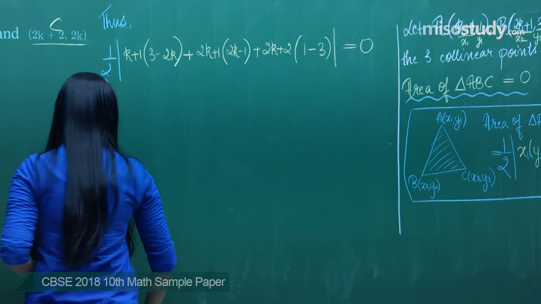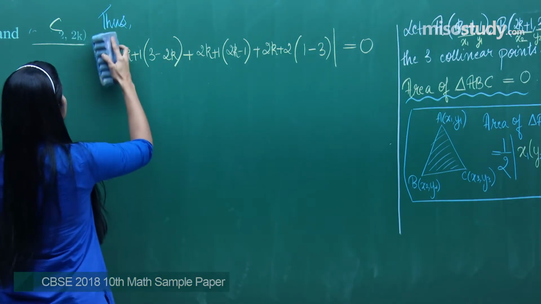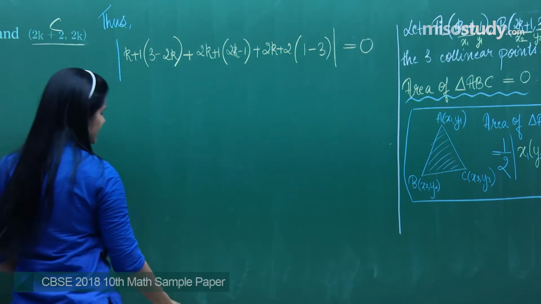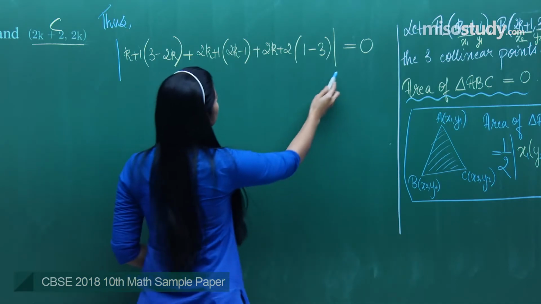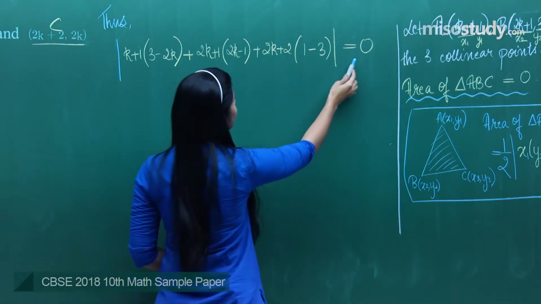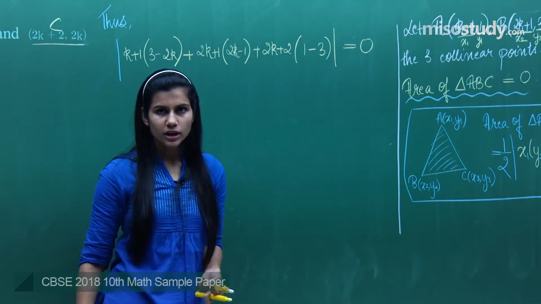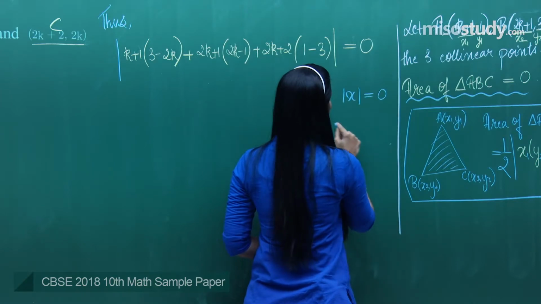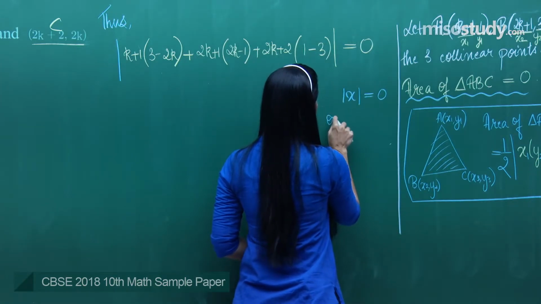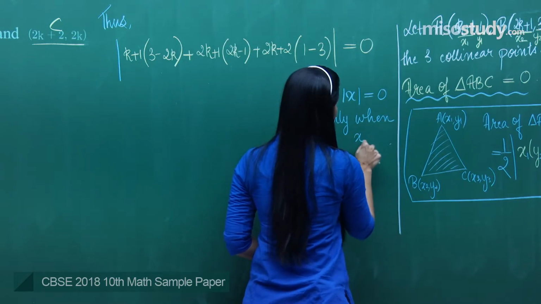Now this half goes and gets cross multiplied to 0 over there, and therefore this vanishes. Now you should know that mod of a quantity is 0 if and only if the quantity inside the mod is 0, right? You know that mod of x is 0 only when x is 0.